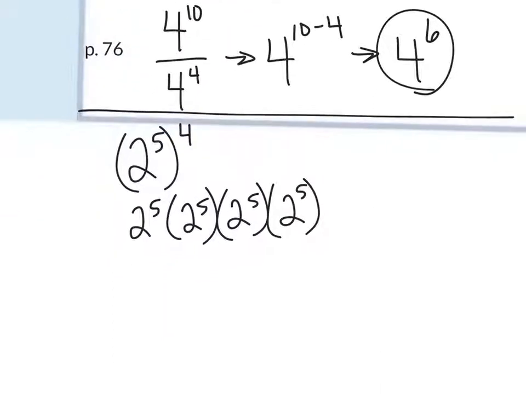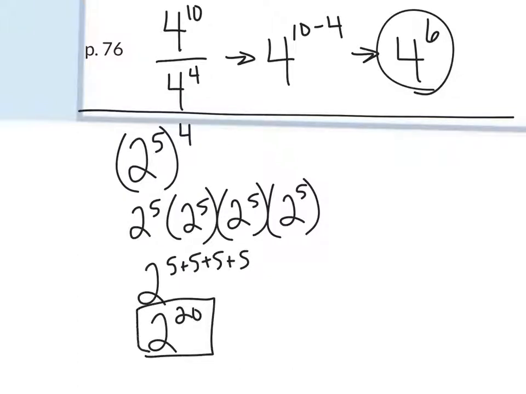And then once we've done that, now we can use that rule. Multiplying like bases, we can add the exponents. So 5 plus 5 plus 5 plus 5 is 20. So that would be 2 to the 20th power. Okay, so again, the book does a different way, and I'm not going to mention it here, but if you do it that way, that's fine. Just realize then you have to remember, when am I adding my exponents and when am I multiplying my exponents.